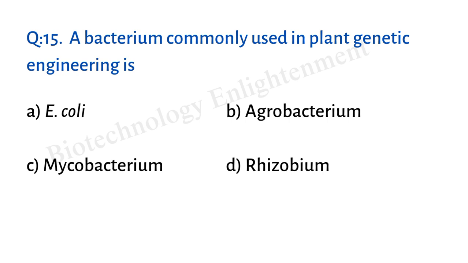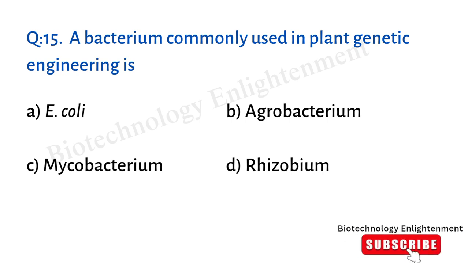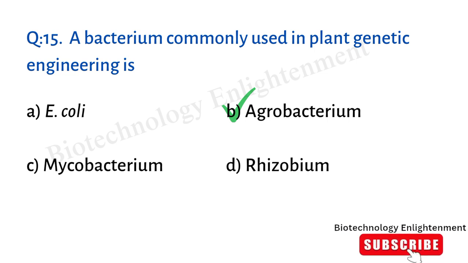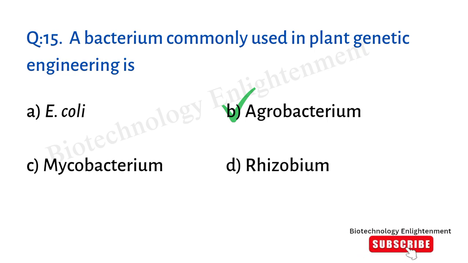Question number 15. A bacterium commonly used in plant genetic engineering is option A E. coli, option B Agrobacterium, option C Mycobacterium, option D Rhizobium. So the bacterium commonly used in genetic engineering is Agrobacterium because it is found in soil and has the unique ability to transfer a piece of its DNA, called tDNA, into plant cells. So it's easy for the genetic engineering process to use Agrobacterium to make different changes in plants.